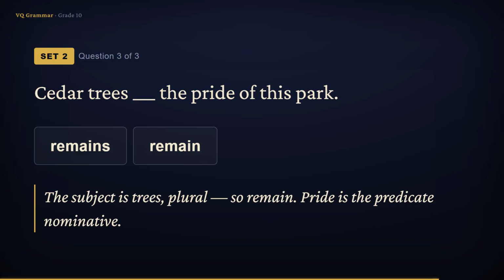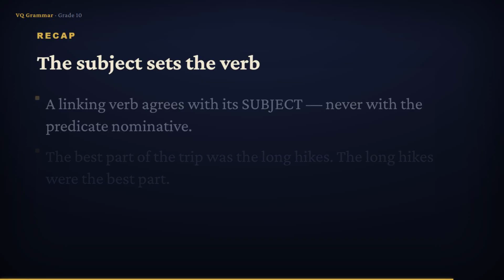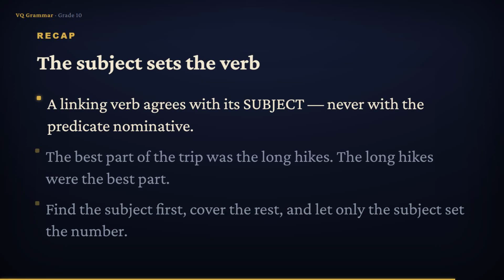Remember, the rule works for every linking verb, not just be. The word pride is singular, but it comes after the verb, so ignore it completely. The subject is cedar trees, and that is plural, so the answer is remain. Let's gather it up. A linking verb agrees with its subject, and never with the predicate nominative, no matter how close that word sits to the verb, and no matter how loudly it disagrees in number.